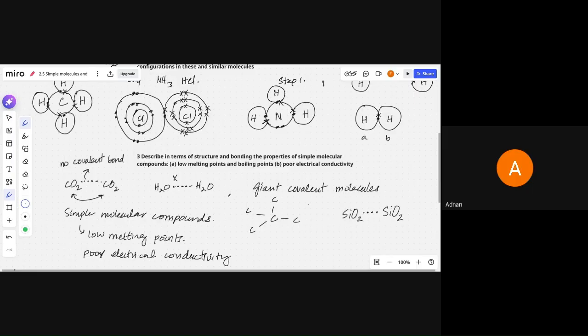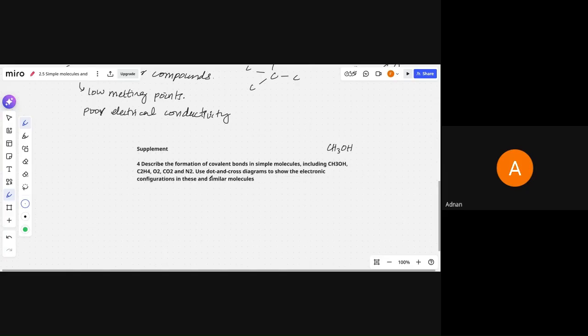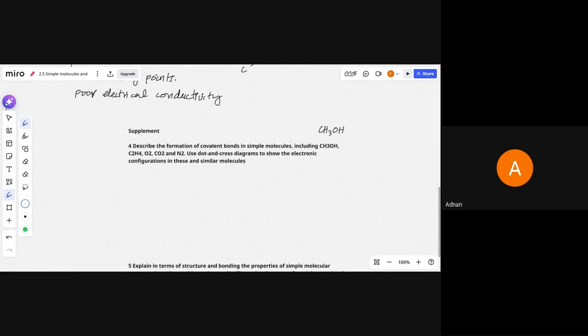Okay, now we move on to the next topic, which is from the extended syllabus. It says: describe the formation of covalent bonds in simple molecules, including alcohol. This is ethanol, CH3OH, and this is C2H4, and O2. So now let us draw the diagrams for these.